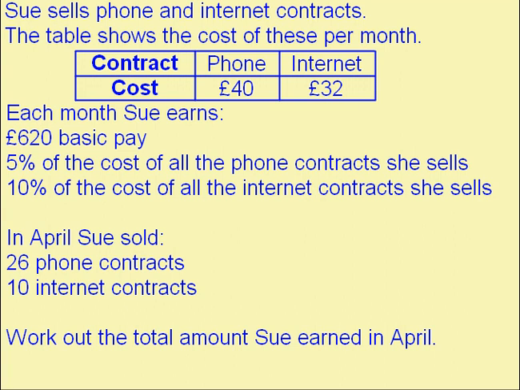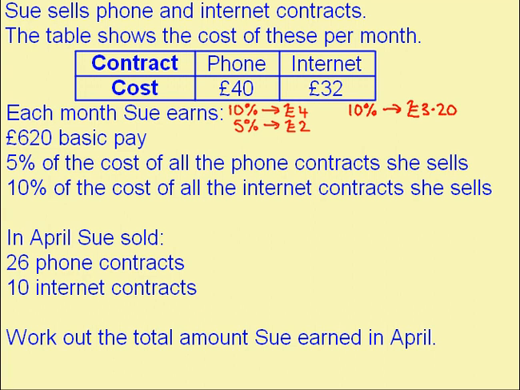I'm going to approach this question using a line-by-line method. Each month, Sue earns £620 basic pay, so she gets this even if she doesn't sell any phone or internet contracts. She earns 5% of the cost of all the phone contracts, so I need to work out 5% of £40. 10% is £4, so 5% is £2. She also earns 10% of the cost of all the internet contracts she sells, so I need to find 10% of £32. And that's £3.20.